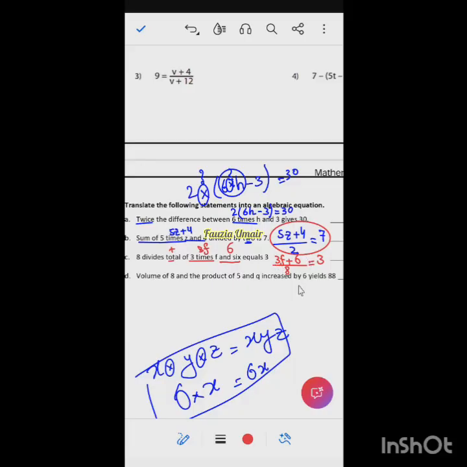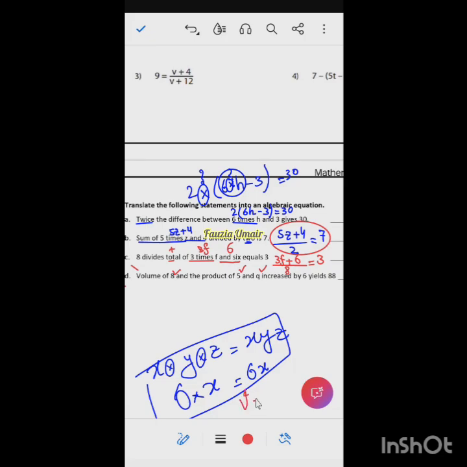All right, now the last one. Volume of 8 and the product of 5 and q. Now what is volume of 8? Volume of 8 and the product of... what does that mean actually? These are the 3 quantities. In volume we multiply 3 quantities, right? Like the formula of volume.